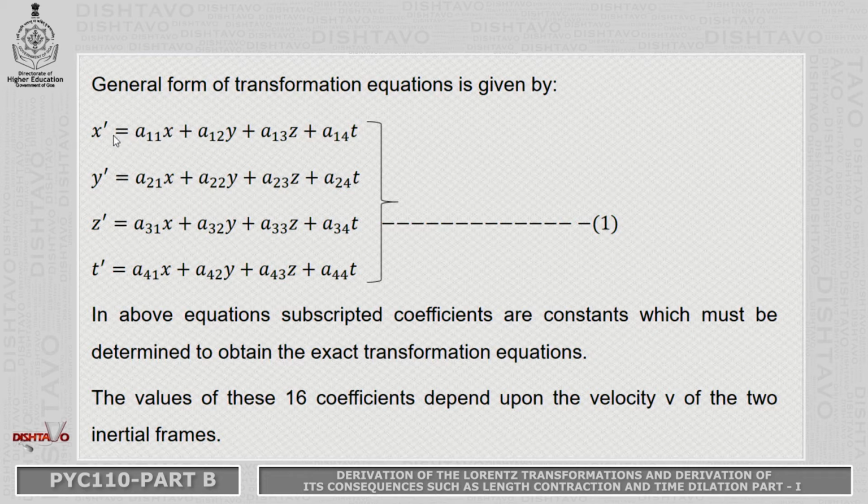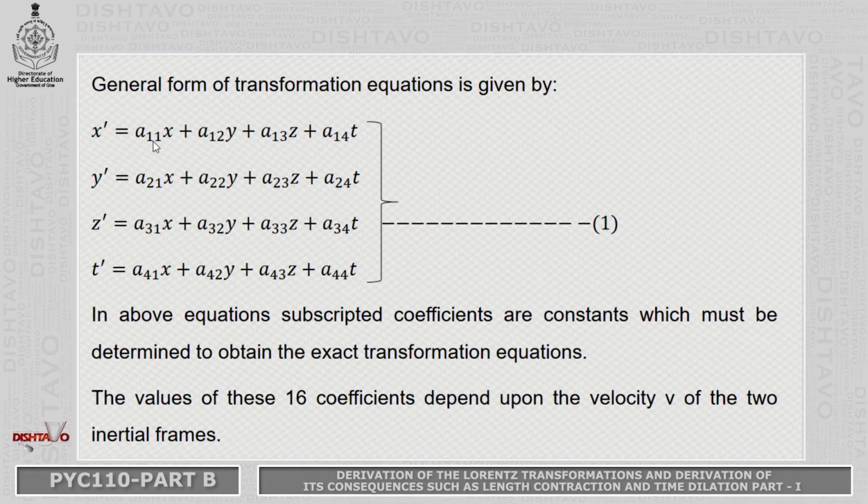Now, the values of the 16 coefficients depend upon the value of the relative velocity of the two inertial frames. If v is 0, then we have seen that x, y, z coincide with x dash, y dash, z dash. In that case, a11 would be 1, a22 would be 1, a33 would be 1 and a44 also would be 1, and all the rest of the coefficients would go to 0. Similarly, when the second frame is moving with a velocity v, then we get the Galilean transformation. In the Galilean transformation, we know that x dash is x minus vt.